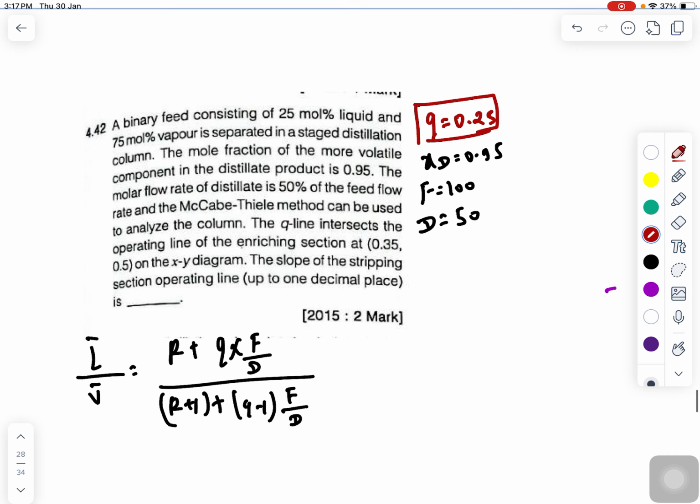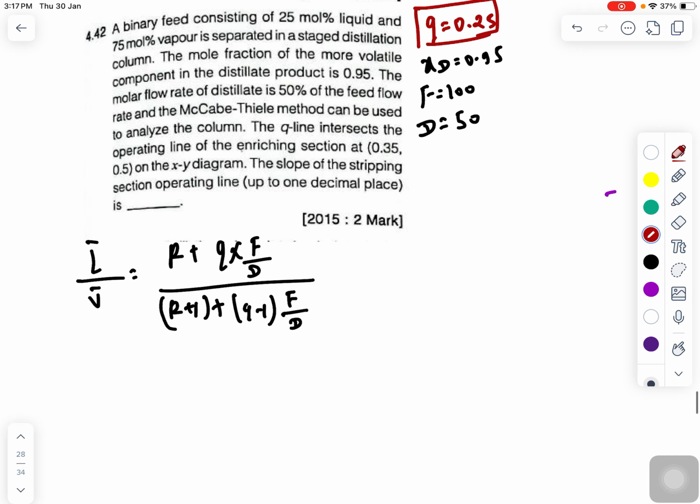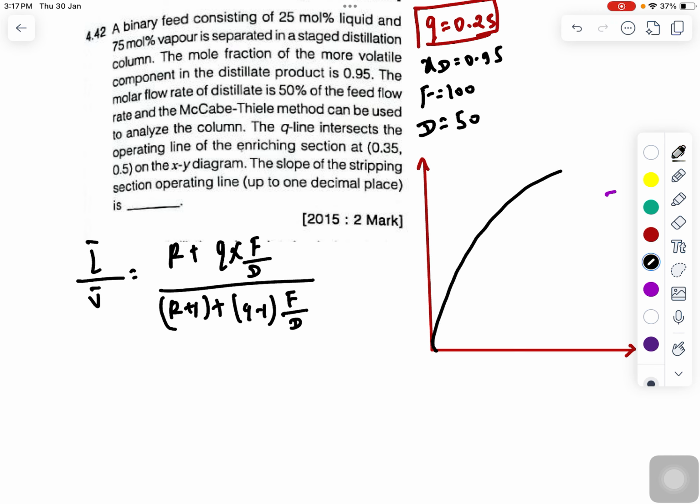So again you have to calculate the value of R first. If you see the McCabe-Thiele diagram, it looks like this. There is this equilibrium curve, and then a y equals x line, and this line is called the rectifying section equation line. At this point you can see the coordinate is 0.95 and 0.95. Is that clear? And you can also see that the q line intersects the operating line of the enriching section at 0.35.